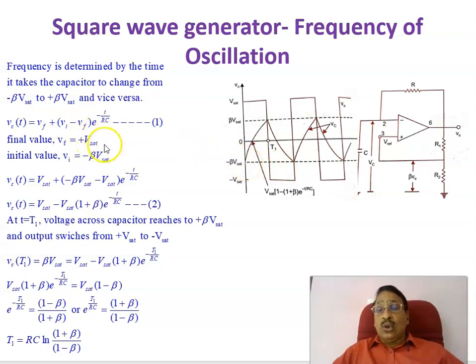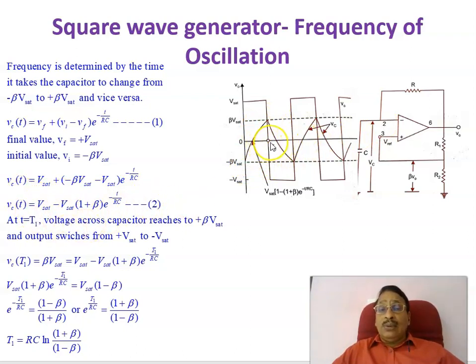Therefore, substituting those values in this equation, the capacitor voltage at any instant is given by the final voltage, which is plus Vsat, plus initial minus final, that is minus beta Vsat minus Vsat, into e raised to minus t by RC. Therefore, this is the equation of the capacitor voltage at this point, which we call equation 2.